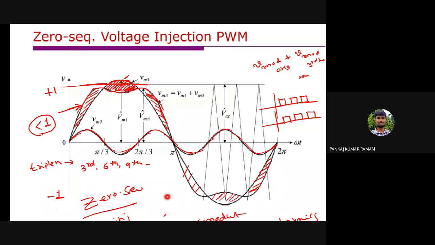Clear? So when you are injecting this third order harmonic, these third order harmonics will be present in the phase voltage, but in the line voltages these third order harmonics are eliminated. Okay? Clear? These third order harmonics are present in the phase voltage, but they are eliminated in the line voltage.